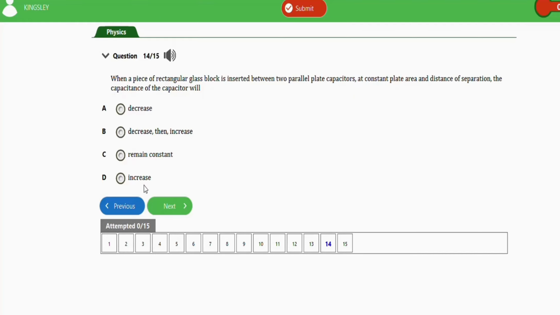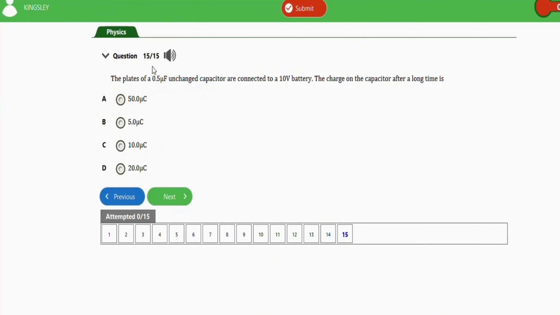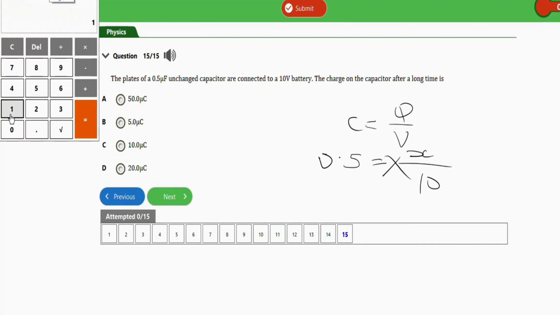The last repeated question we are going to attempt will be this one. It says the plates of a 0.5 microfarad uncharged capacitor are connected to a 10 volt battery. The charge on the capacitor after a long time is. So still make use of the formula, capacitor equals charge over voltage. So here the capacitor is 0.5 microfarad equals, we are looking for the charge, let's call it X, over the voltage, which is 10. So when you cross multiply, we're going to have 10 times 0.5, which will basically give you 5. Okay, so the right option to this question is option B, which is 5 microcoulombs. Okay, so that's it for this question.